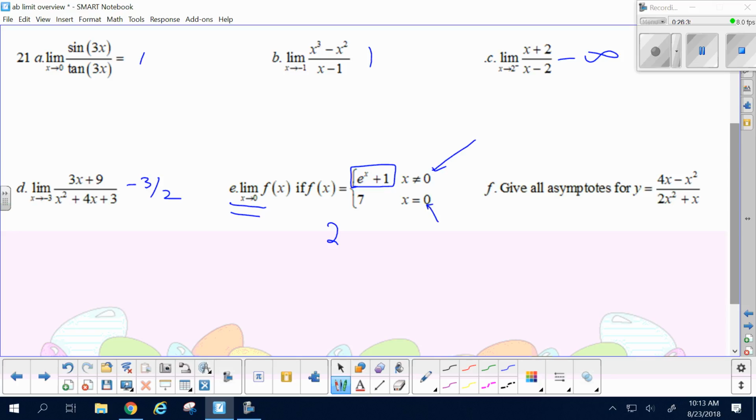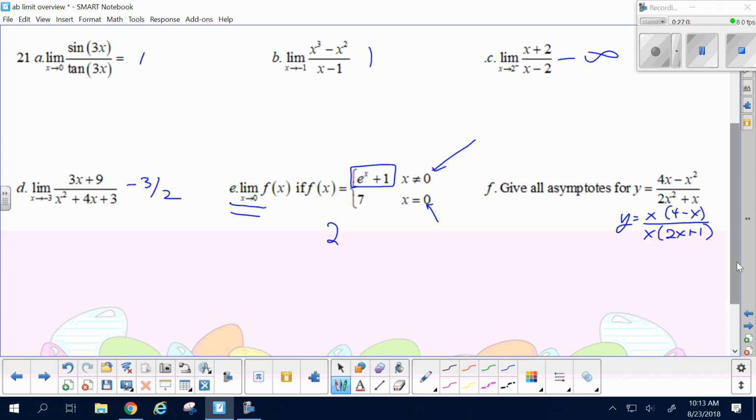F. Find all asymptotes of this guy. So first, I'm going to rewrite it cleaner. I can take out an x and an x. And what is going on at x equals 0? Is it asymptotic or is it a hole? A hole. And what's the fancy vocabulary for hole? Removable discontinuity.